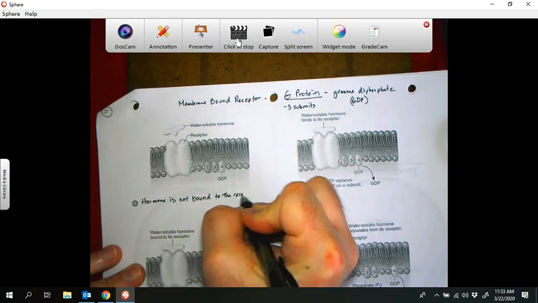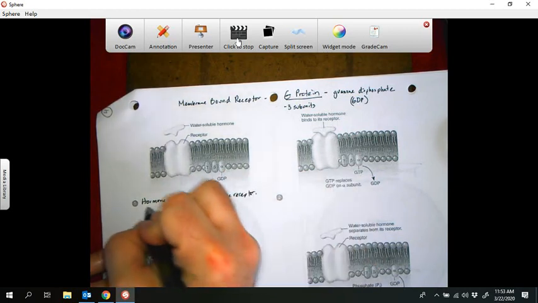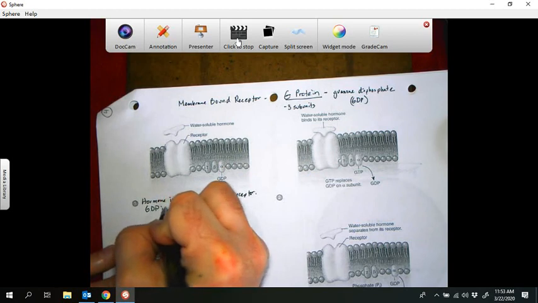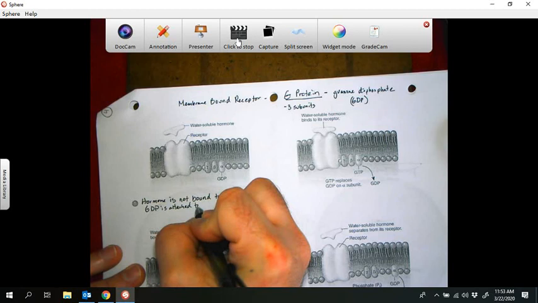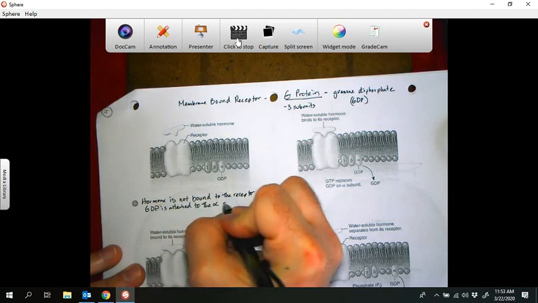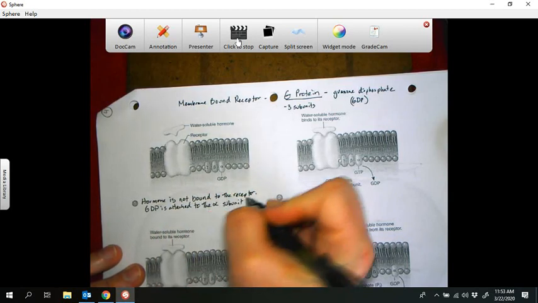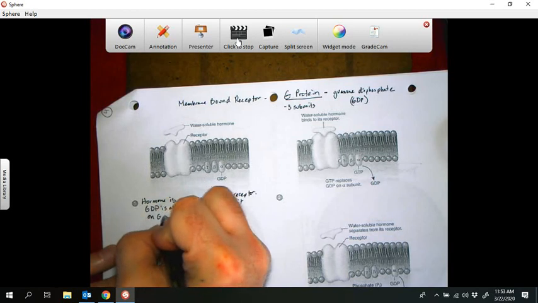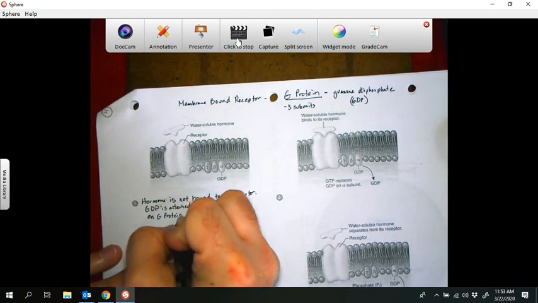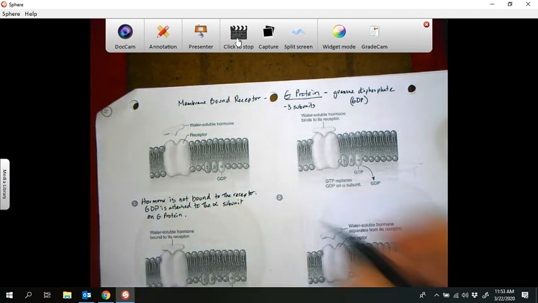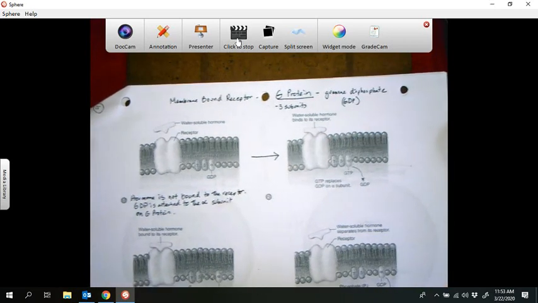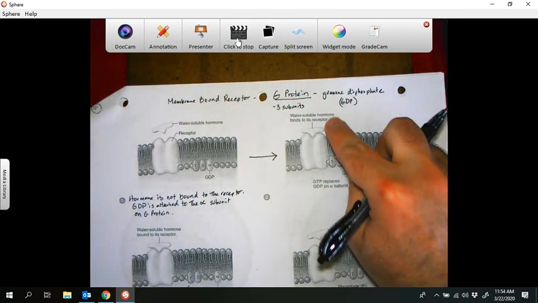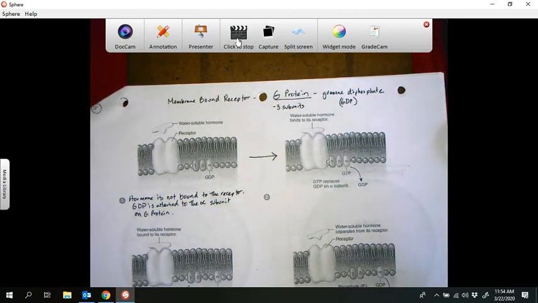In this first diagram, GDP is attached to the alpha subunit on the G protein. So this is before anything gets started. Then we're going to move over to the second diagram. So we have the water-soluble hormone binding to the receptor.